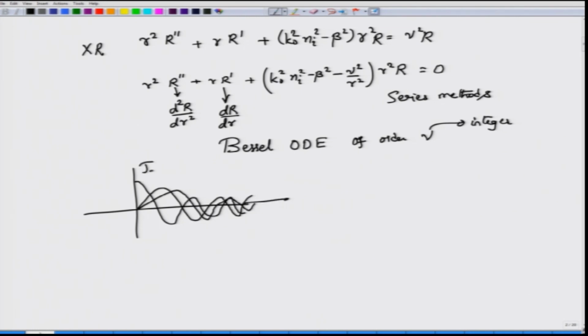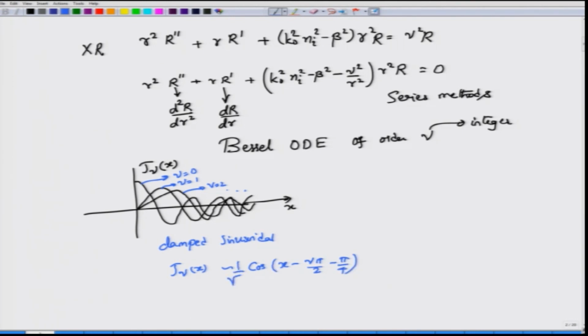If this is some J nu of x, where x is the independent variable, the function here is nu equal to 0, the function here is nu equal to 1, the function here is nu equal to 2 and so on. These remind you of damped sinusoidal waves. Indeed, for large values of x, which means far away from the origin, you can approximate J nu of x as cosine of x minus nu pi by 2 minus pi by 4, divided by root x.